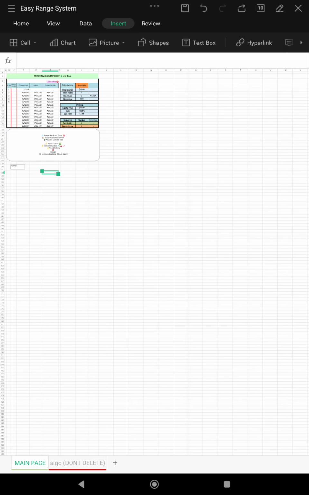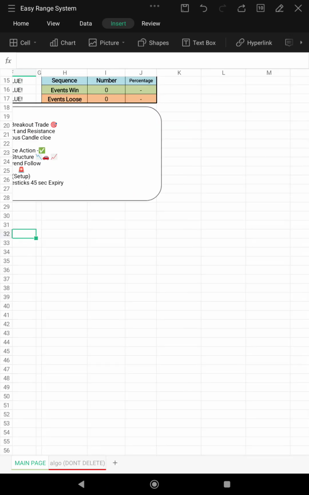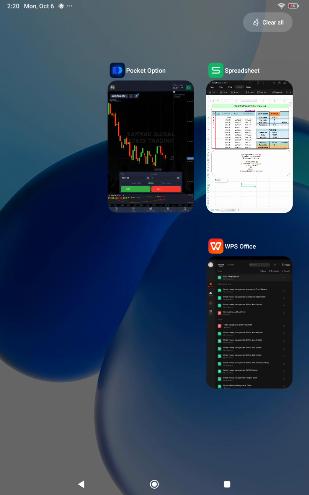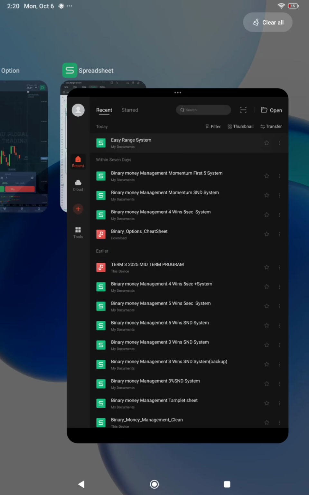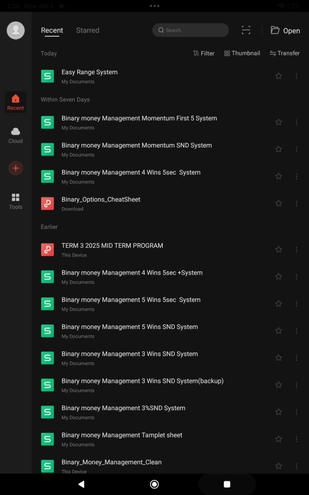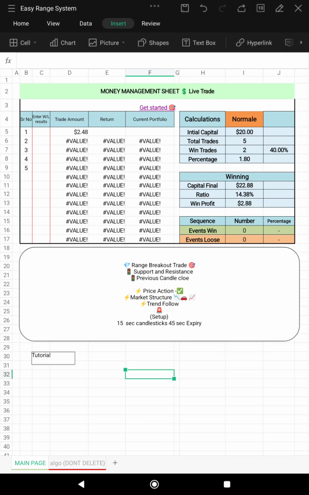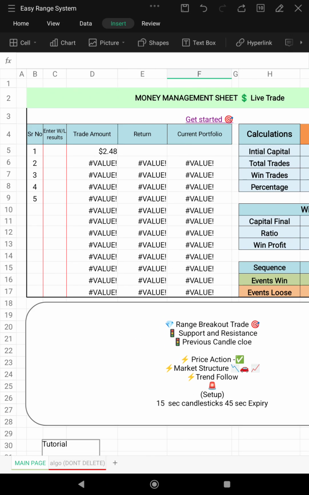Once you get the download sheet, you'll download it and then you'll open it. For example, I have opened mine with this WPS. Once it comes here, you press the document and then it will open, and this is how it will open. That's how to launch the document, that's how to launch the money management sheet.